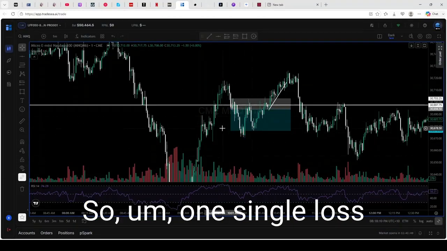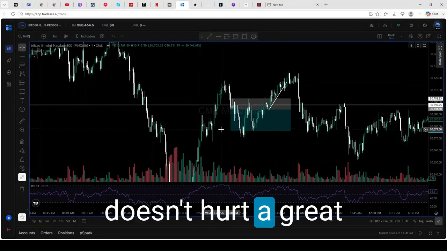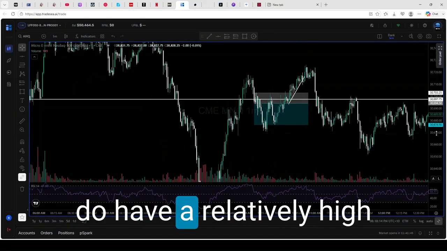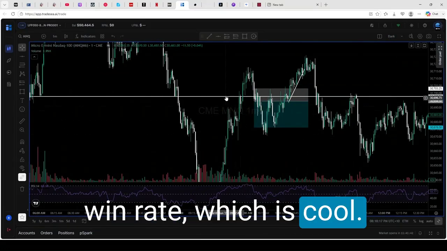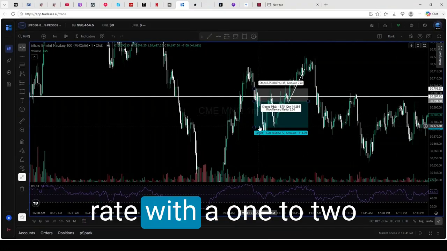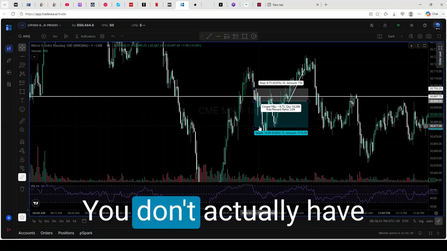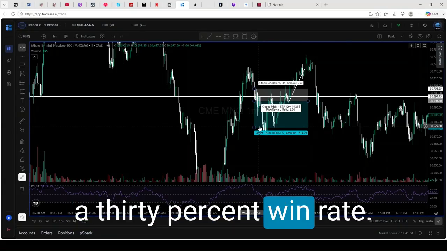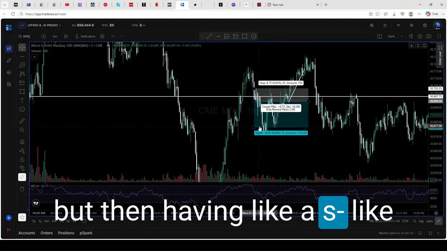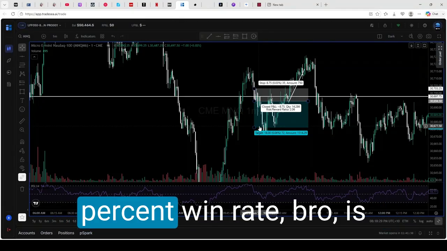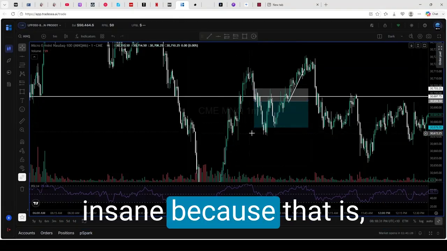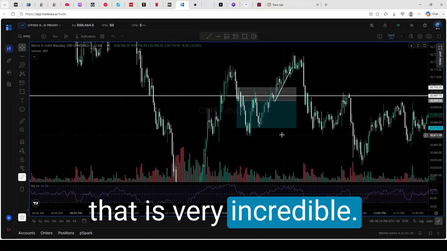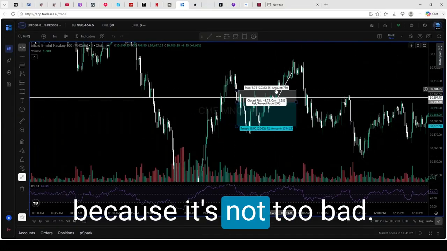so one single loss doesn't hurt a great deal, especially if you do have a relatively high win rate, which is cool. Having a high win rate with a 1 to 2 can be phenomenal, bro. You don't actually have to have a 1 to 5 and also have a 30% win rate. Having a 1 to 2 but then having a 75% win rate, bro, is insane, because that is very incredible. This is why I love this system too, because it's not too bad.